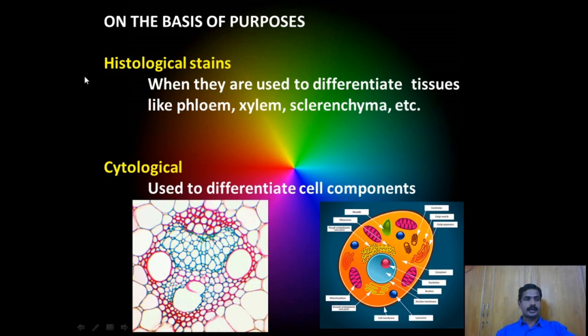Then the last classification is on the basis of purposes. On the basis of purposes, they are classified into histological stains and cytological stains. When they are used to differentiate tissues like phloem, xylem, sclerenchyma, etc., they are known as histological stains. And when they are used to differentiate cell components, they are known as cytological stains.